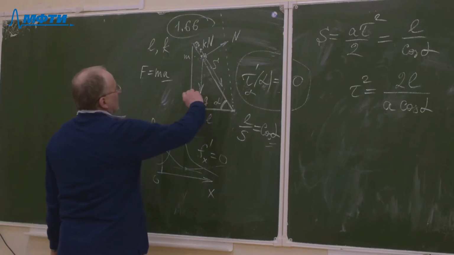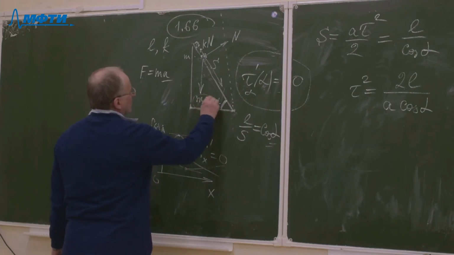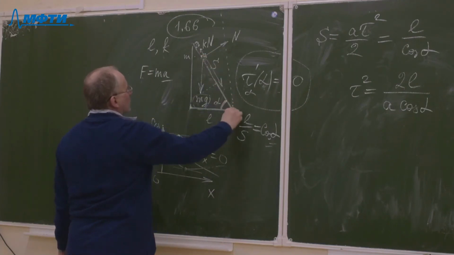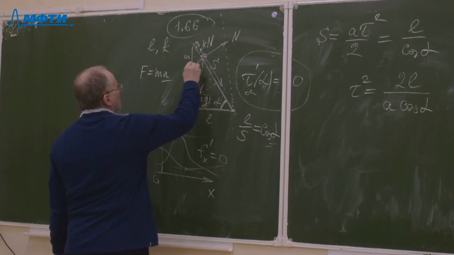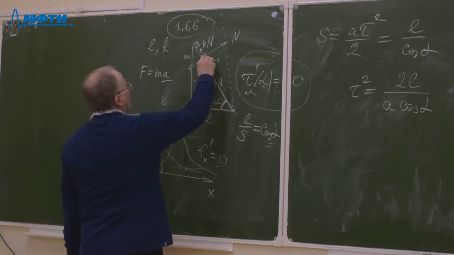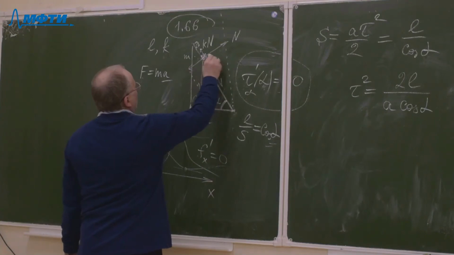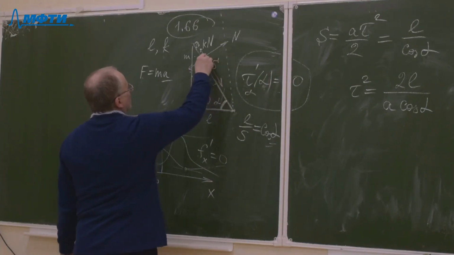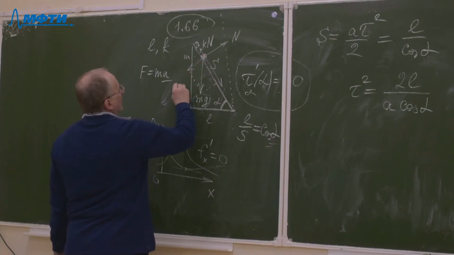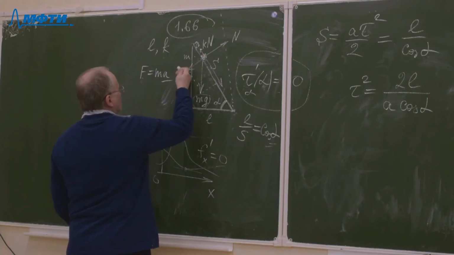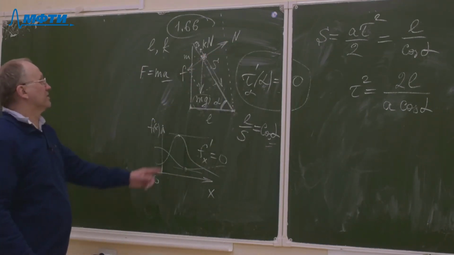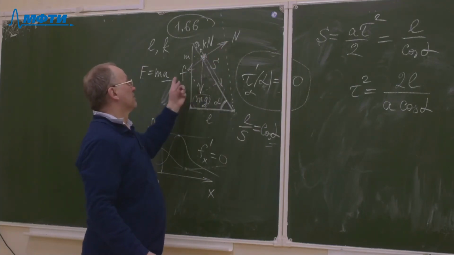Because if we consider the components of the weight of the body, one component directed along the surface and another component directed perpendicularly to the surface, then we understand that if the body cannot jump from the surface and cannot move through the surface, then these two forces, this one, let it be F small, and this one N, should be equal to one another. These two forces should balance one another.